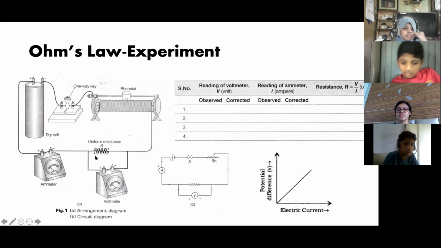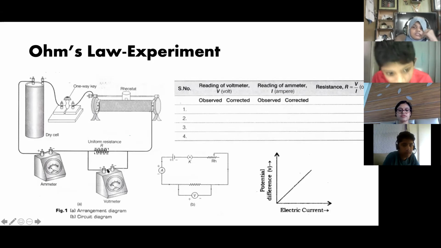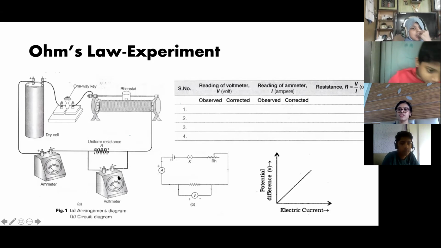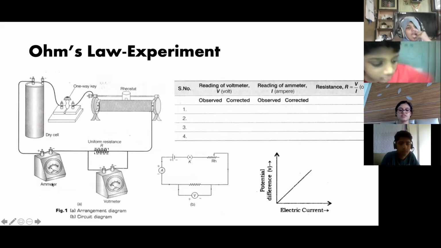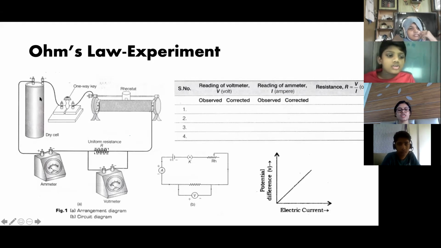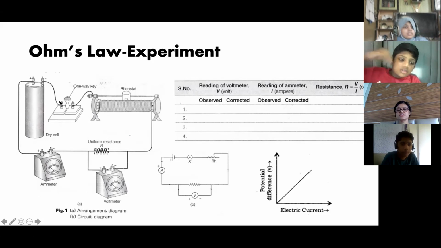Here it is a fixed resistance. We have connected a voltmeter in parallel. Can you find this? This is a voltmeter. Then what is this? Ammeter. Yes, correct, in series. What is this? This is a battery or cell. And what is this? This is a switch.